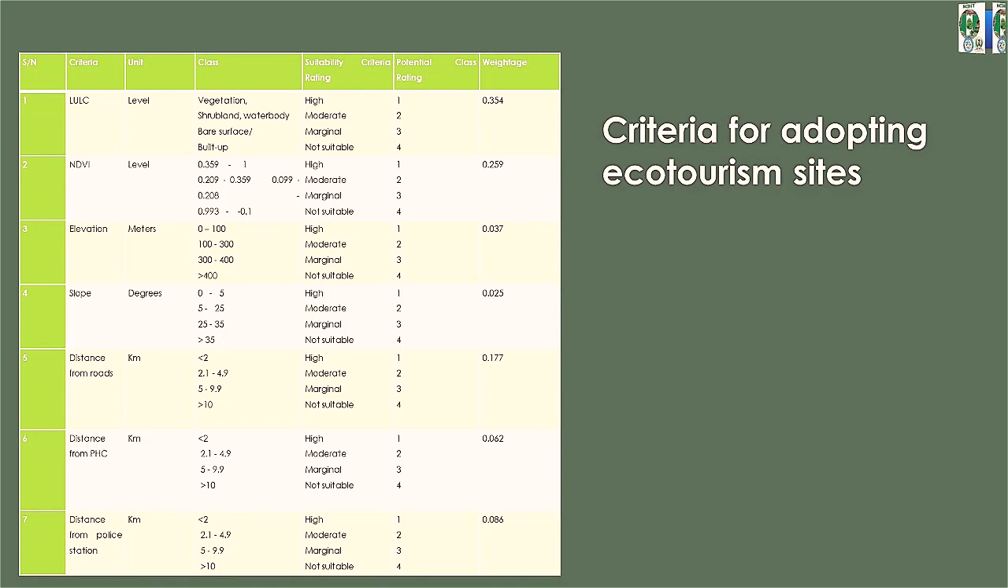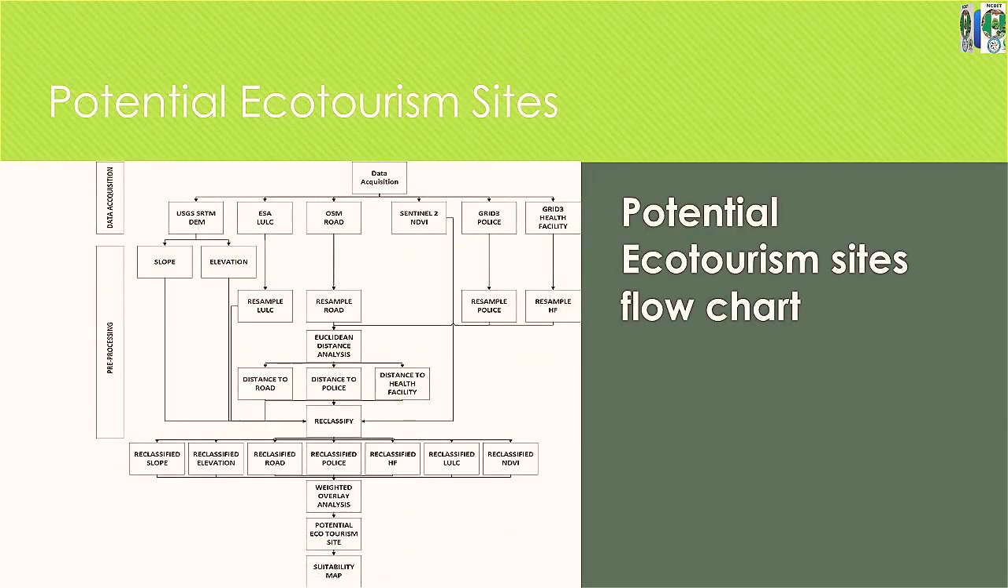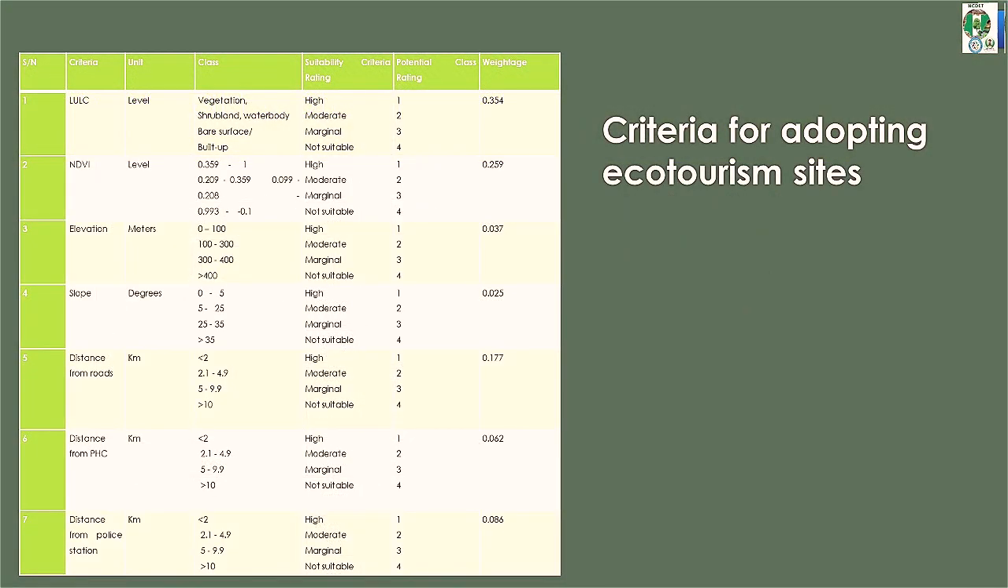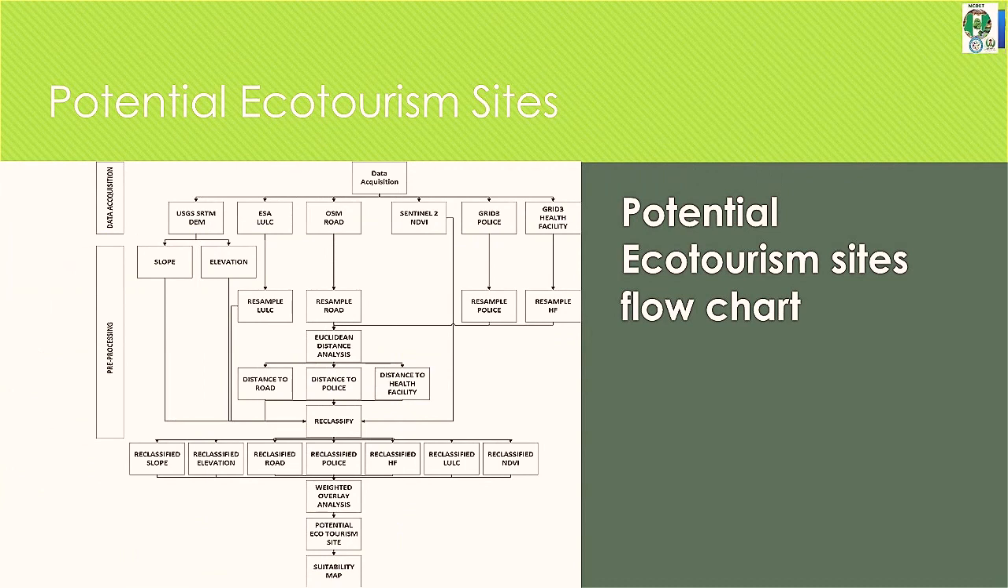During the process of the site suitability, several criteria factors were considered, and the factors are land use, land cover, normalized difference vegetation index, elevation, slope, distance to road, primary health care center, and police station. These criteria were based on expert opinion, field survey, and literature review.